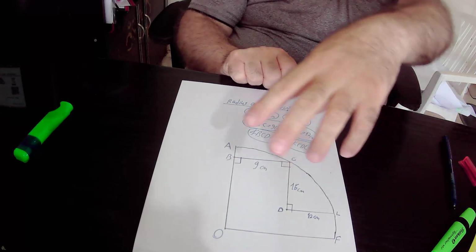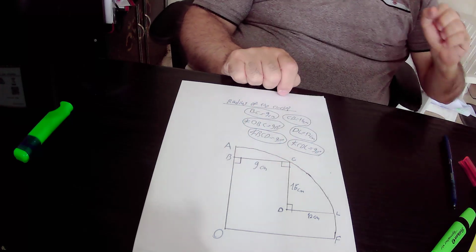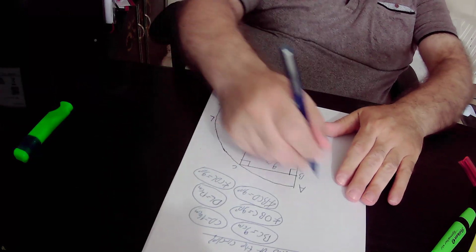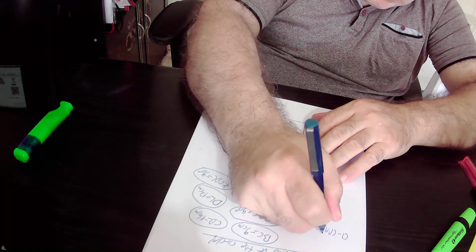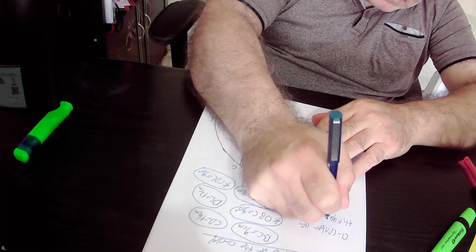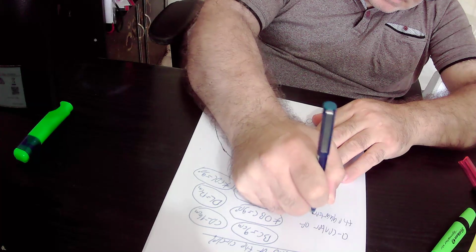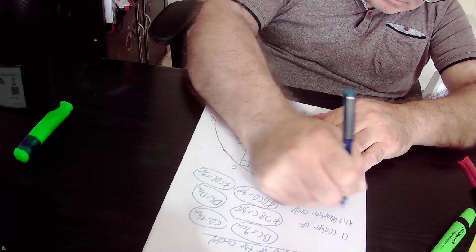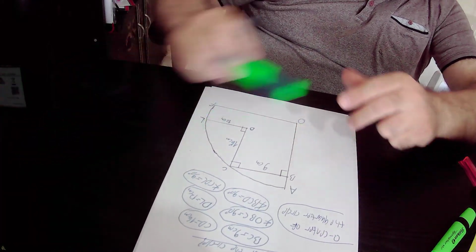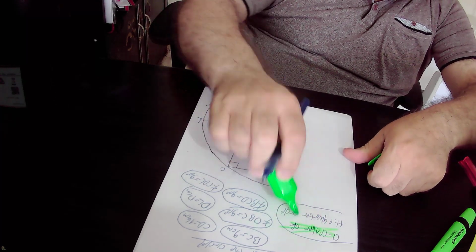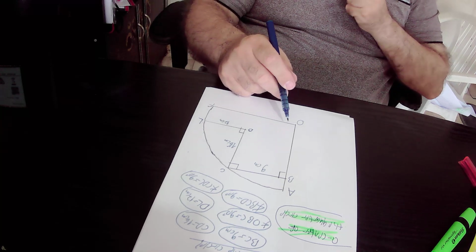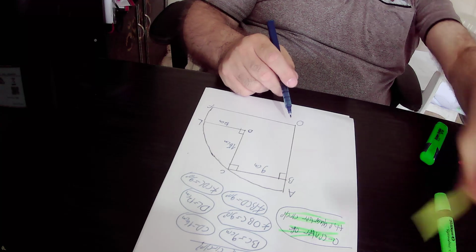Okay, first of all, because this is a quarter circle, point O is the center of the quarter circle, so I write it down. Here, point O is the center of the quarter circle. And here this angle BOF equals 90 degrees. It is true in any quarter circle.